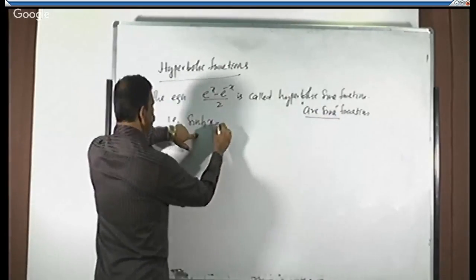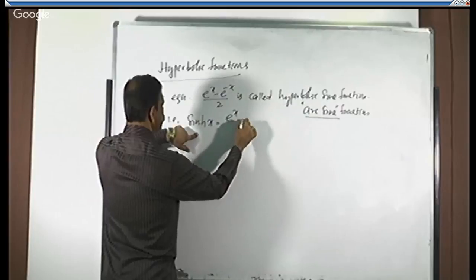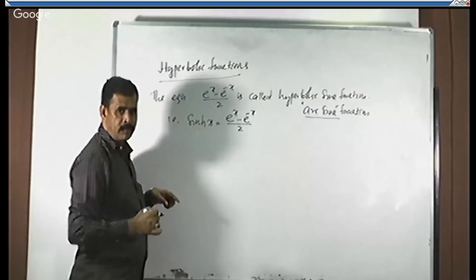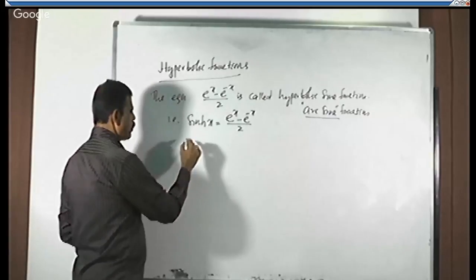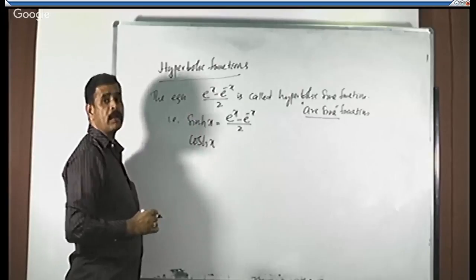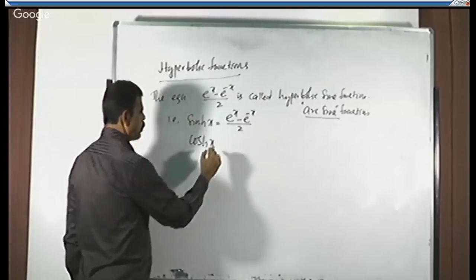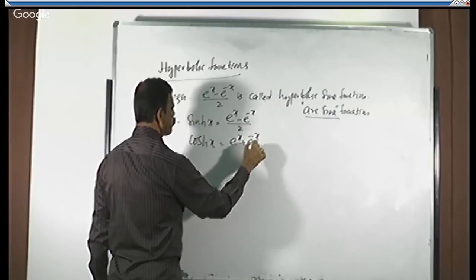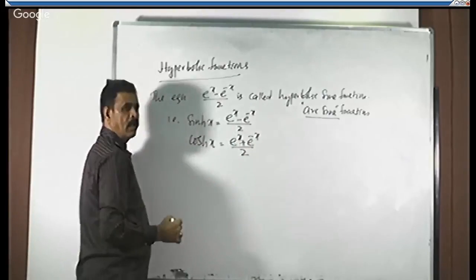Sinh x is equal to e to the power of x minus e to the power of minus x divided by 2. Similarly, we can also define cosh x, the hyperbolic cosine function. Hyperbolic cosine function is e power x plus e power minus x divided by 2.